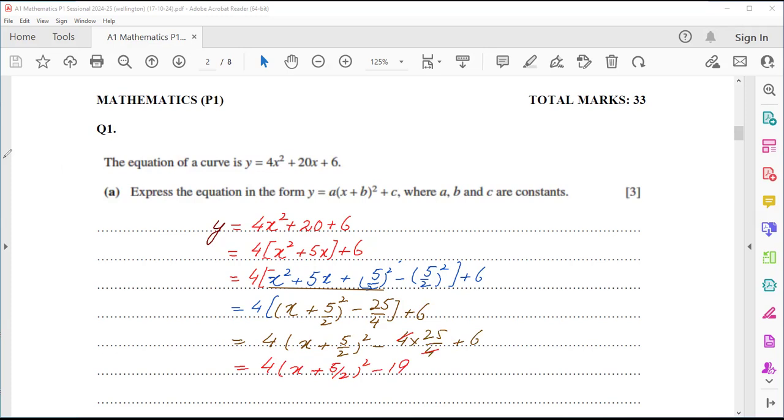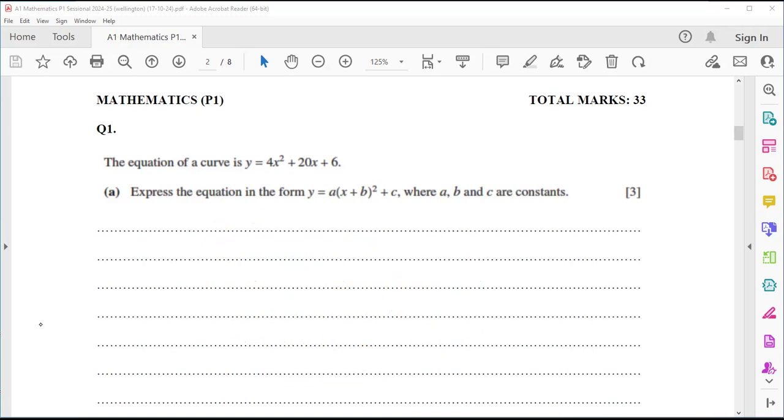Now I have to solve the next part. Before starting the next part, I have to erase this solution. I'm recording this solution so that you can check your answers one by one. So I will erase the whole thing over here. You remember that you have 4 into x plus 5 by 2 whole square minus 19. That is the first part of the question.